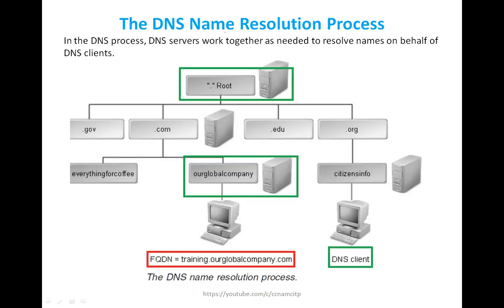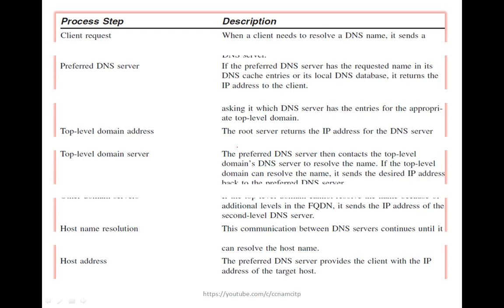Now the DNS name resolution process, how does it happen? For example, this is a DNS client, and the name is like training or something like that. So it is initiating from here. First of all, this is the fully qualified domain name, training dot global company dot com. It is initiating from here, and this is my global company domain, and it is moving to dot com, and once again this is the root server. I will tell you what happens in the next slide.